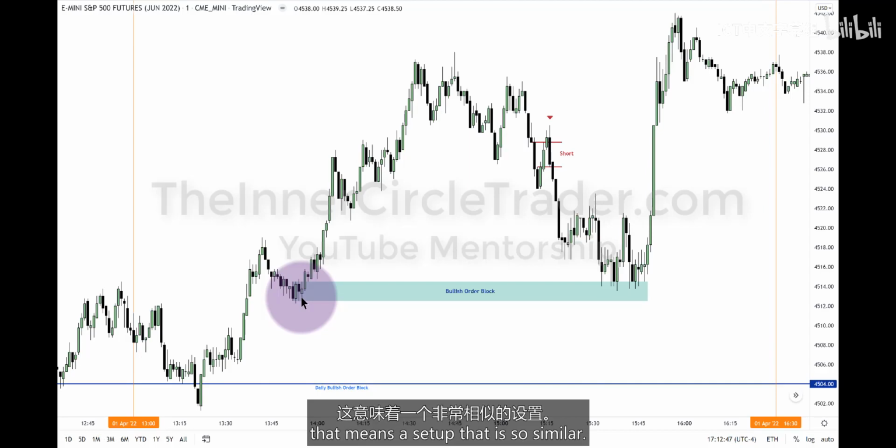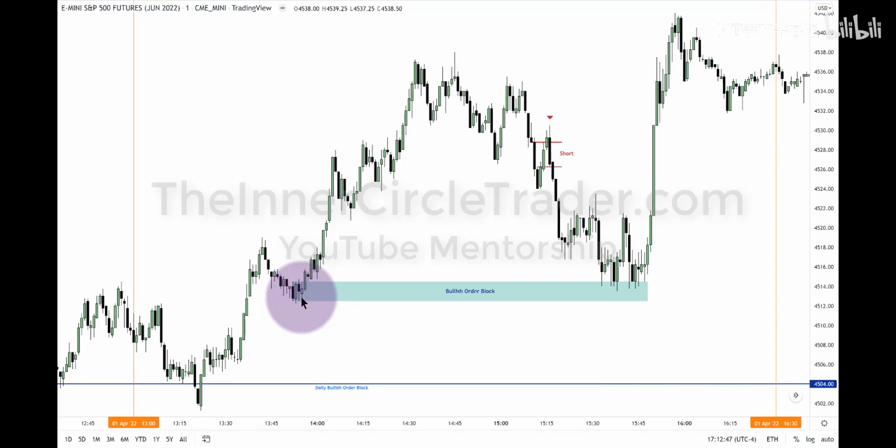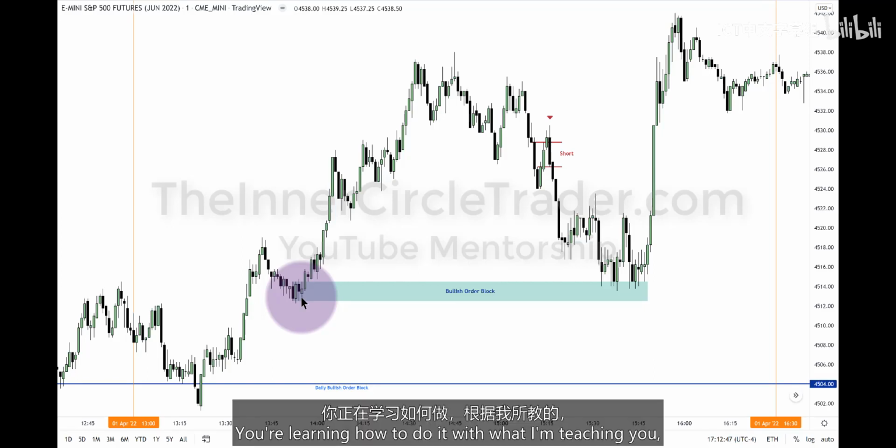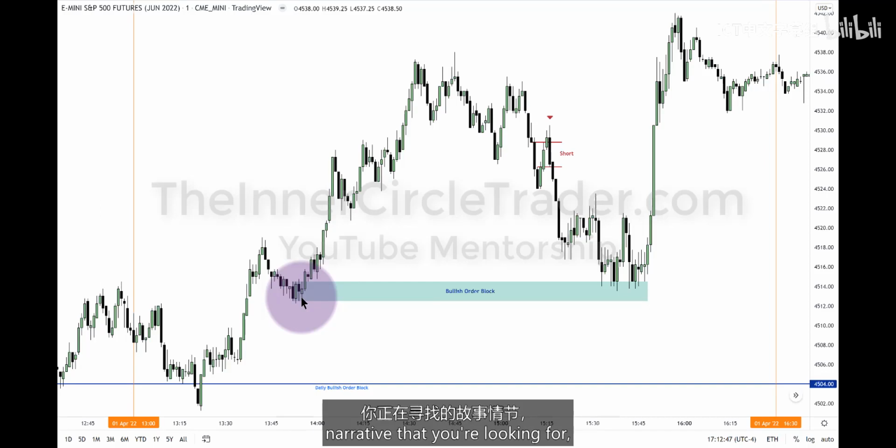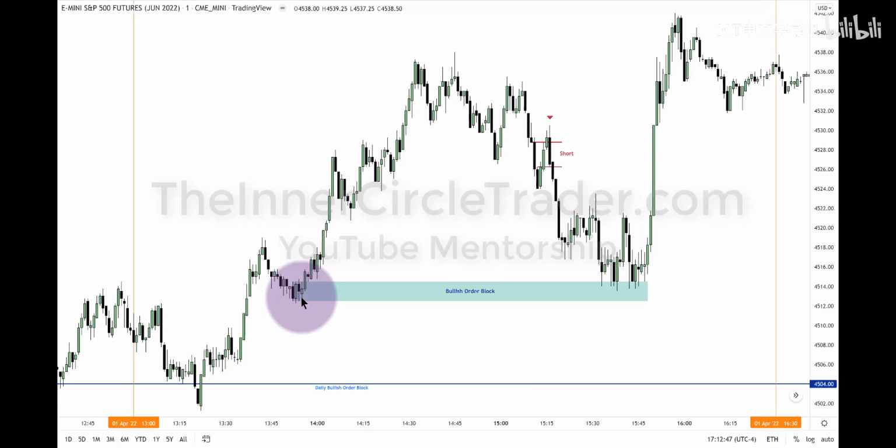That means a setup that is so similar every time you take it, it repeats the same general idea just in a different chart on a different day in a different time frame. That's all it is. That's your unique model. You're learning how to do it with what I'm teaching you, but where you're looking for it, in what market, in what narrative, what makes that setup your particular setup, that's a unique thing for you.